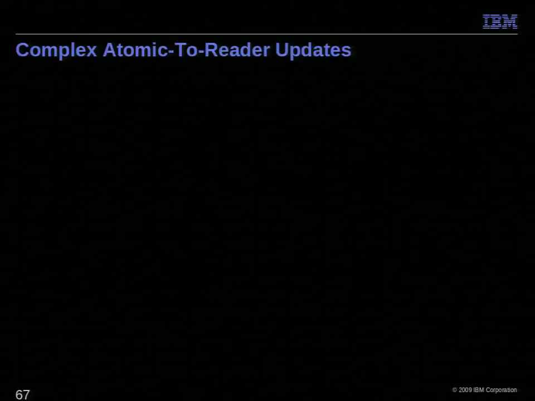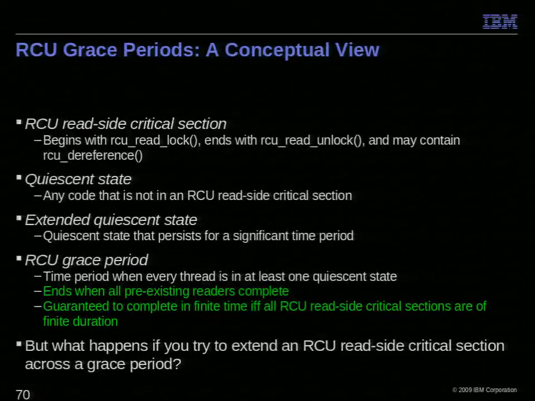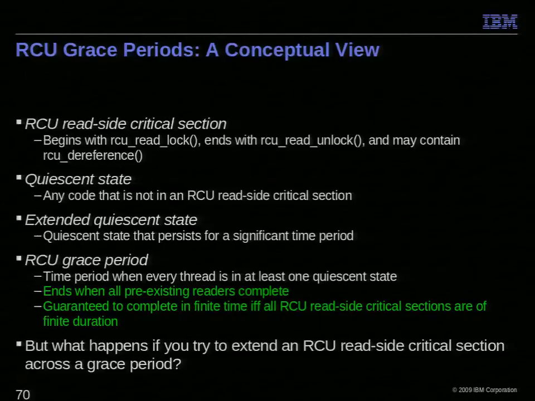So I'm going to skip the complex updates and take a little bit of a look here. We had our definitions before, the same thing. We had the RCU read-side critical section, the quiescent state, which is anywhere that's not a read-side critical section, and the extended quiescent state, which is just a long quiescent state. A grace period is a time period when every thread is in at least one quiescent state. It ends when all the pre-existing readers complete, or sometimes after. And it's guaranteed to complete in finite time as long as all RCU read-side critical sections are of finite duration.